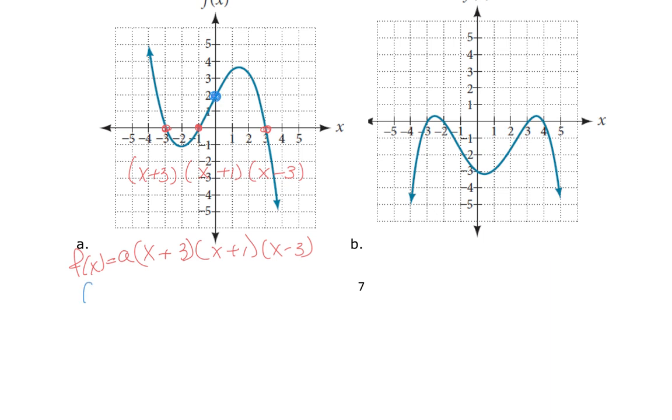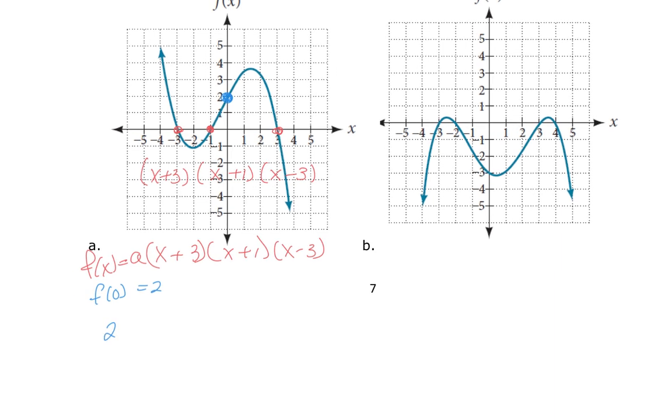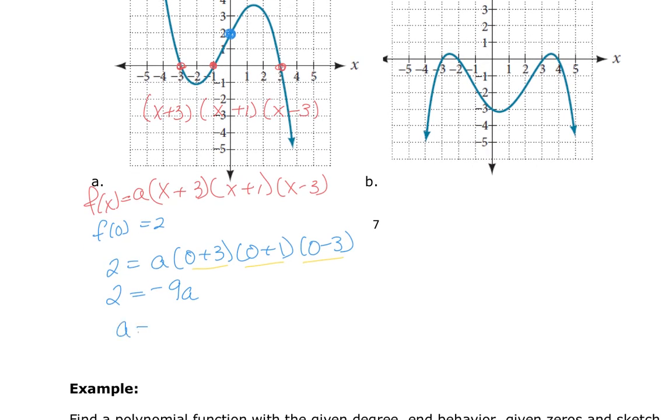What I know is that when I put in 0, 2 better come out. So let's set this thing equal to 2. So 2 is equal to a times (0 plus 3), (0 plus 1), and (0 minus 3). So 2 is equal to, well, 3 multiplied by 1 is 3, multiplied by another negative 3 is going to give me negative 9a. So my a is going to be negative 2 over 9.